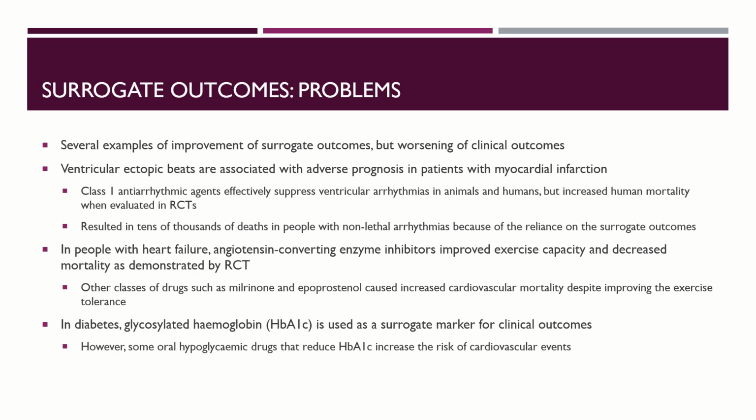Another example is diabetes. In diabetes, glycosylated hemoglobin, or HbA1c, is used as a surrogate marker for clinical outcomes. It is generally considered as glycemic control levels of HbA1c. However, some oral hypoglycemic drugs that reduce HbA1c increase the risk of cardiovascular events. That is despite having a reduction in HbA1c that indicates glycemic control.